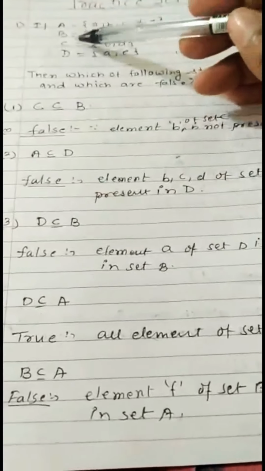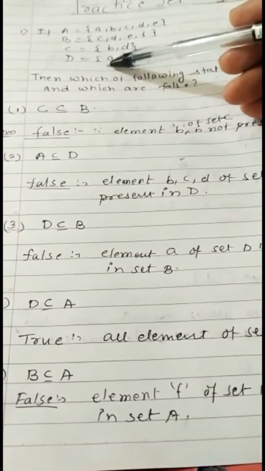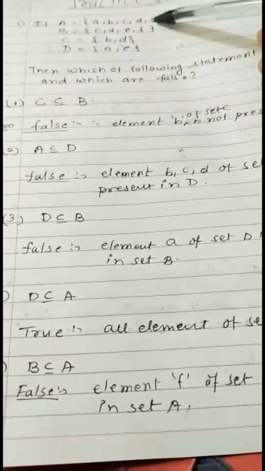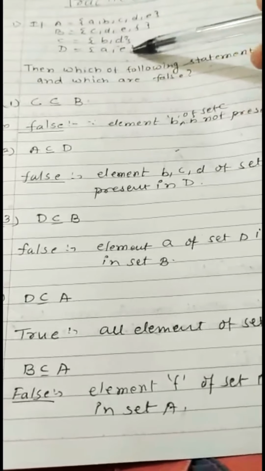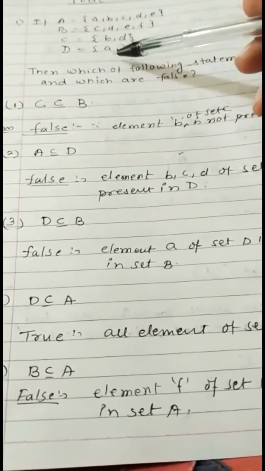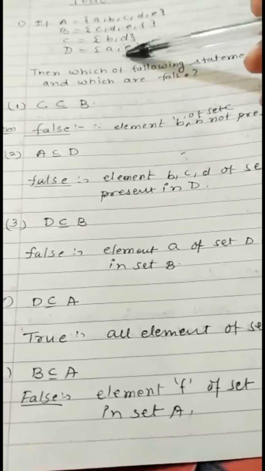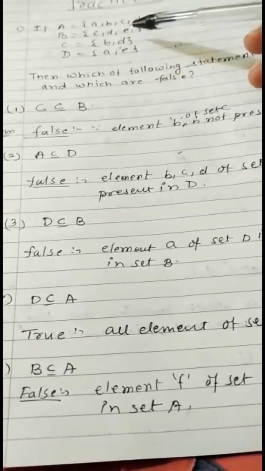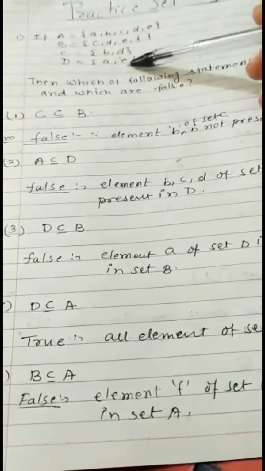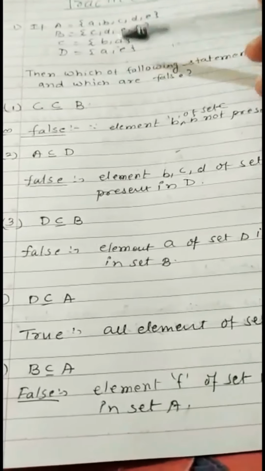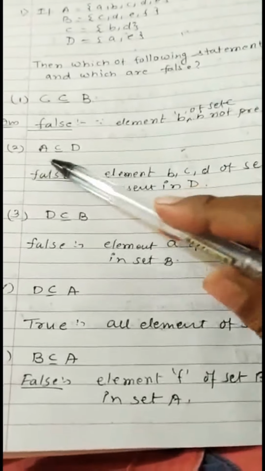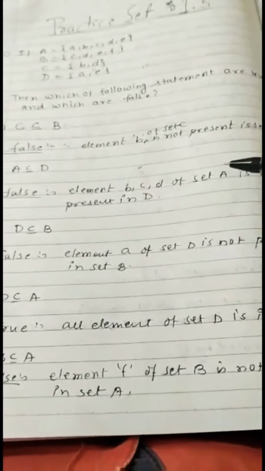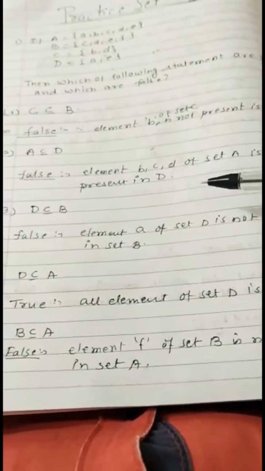Second part, A is a subset of D. Again same. A contains a, b, c, d, e. All these elements are not present in D. So A is not a subset of D. Here if you observe, D is a subset of A. All the people of Mumbai are in Maharashtra, but all the Maharashtrian people are not in Mumbai. So D is a subset of A, but they have given A is a subset of D, which means the statement is false, because the elements b, c, d are present in A but not present in set D.